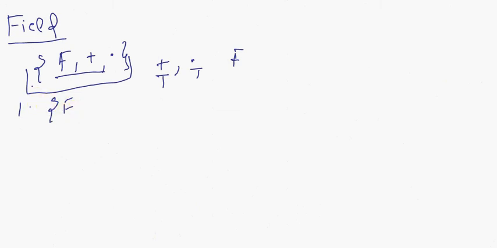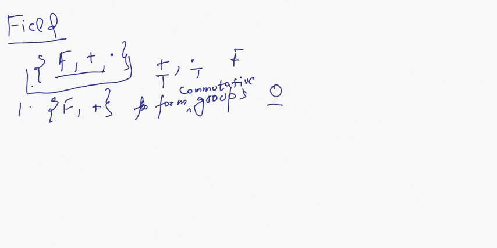First, the set F along with the addition operation forms a commutative group. This group has an identity element denoted by zero, called the zero element, and it is defined such that if A is an element from F and I add it with the zero element, I get the same element again. So this is an identity element with respect to the addition operation on the set F.